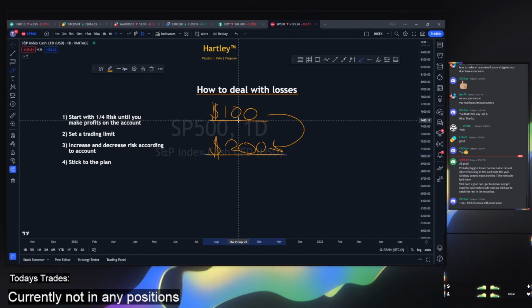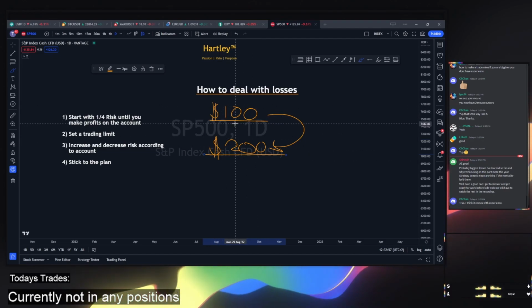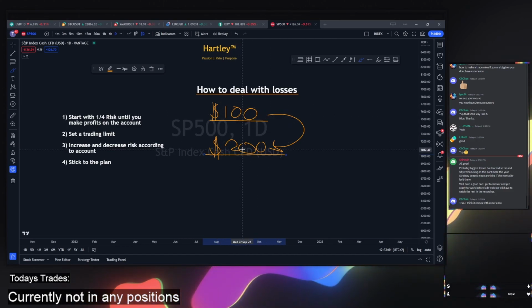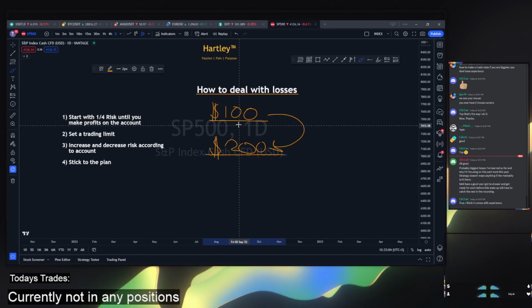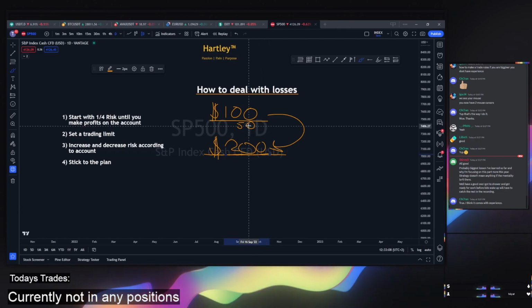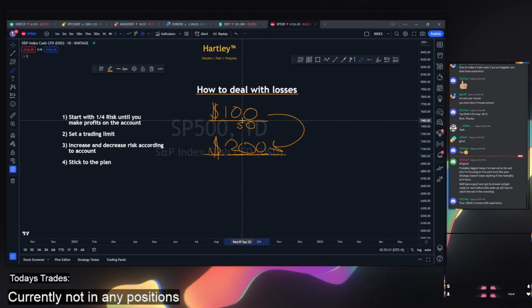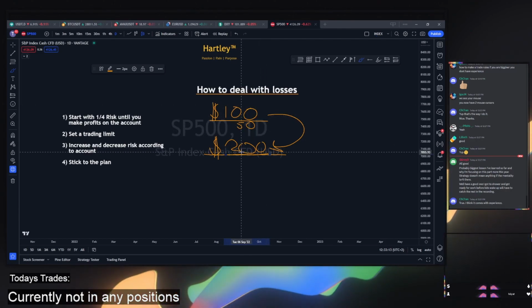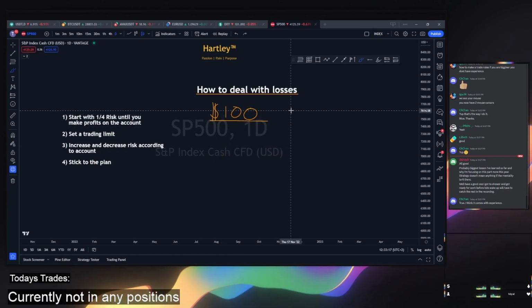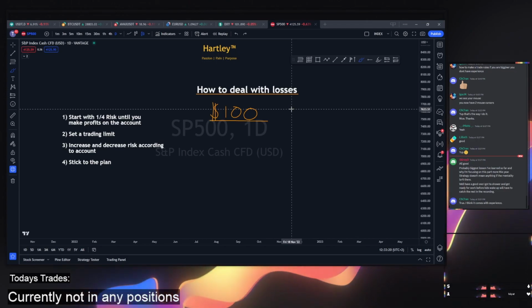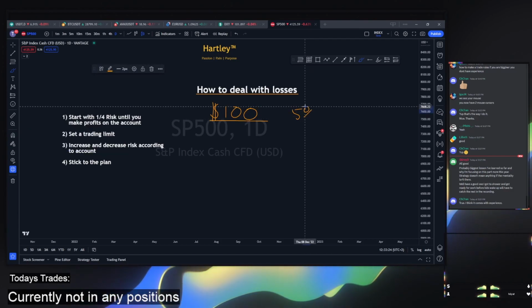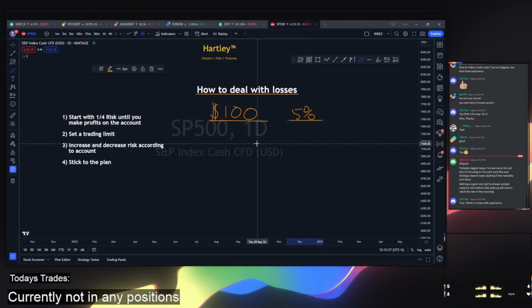What does that mean? We now know that if we make 100% on $100, we get to $200. What is 50% of $100? It's $50. If your new balance drops 50% of the old balance, you de-risk on the account. Let me break that down a little simpler. You have $100 and you're risking 5% per trade. We did say 5% per trade.